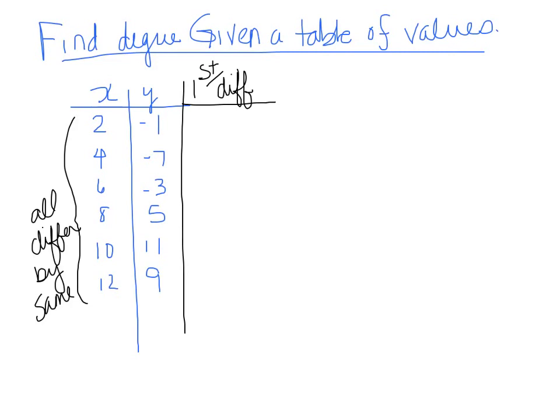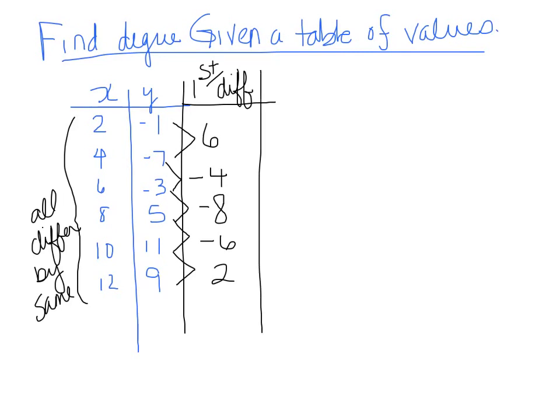Let's try this. When I subtract, I always do top minus bottom just to keep it going in the same direction. I'm going to go -1 minus a negative 7, so it's -1 plus 7, which is 6. Then I'll take -7 plus 3, which is -4. When I take these two, I get a -8. Already I can see I do not have the same first difference every time, but I'm going to keep going. 5 minus 11 is -6, and 11 minus 9 is 2. Obviously I don't have a linear function, or polynomial of first degree, so that's not it.